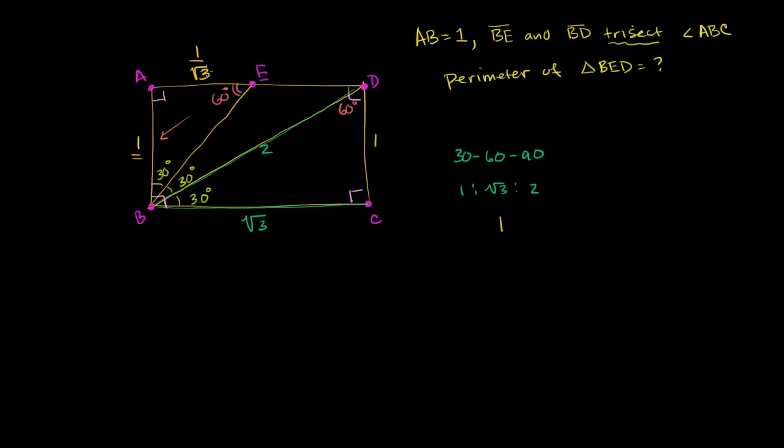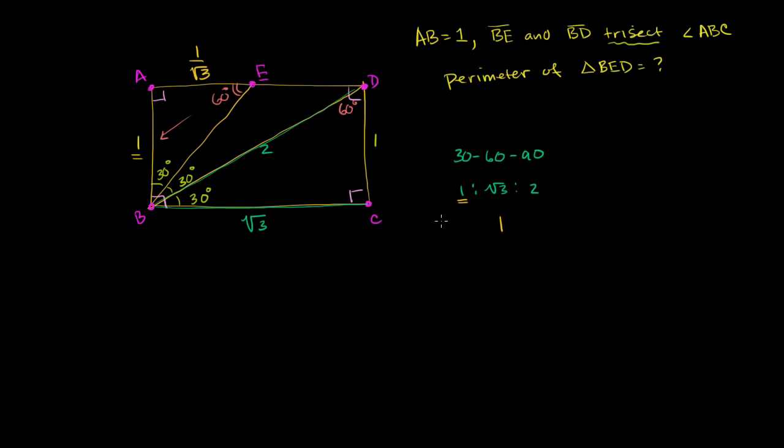And the whole reason I was able to get this is, whatever this side is, if I multiply it by the square root of 3, I should get this side right over here, the side opposite the 60-degree angle. Or if I take the 60-degree side and divide it by the square root of 3, I should get the shortest side, the 30-degree side. So if I start with the 60-degree side and divide by the square root of 3, I get that right over there. And then the hypotenuse is always going to be twice the length of the side opposite the 30-degree angle.